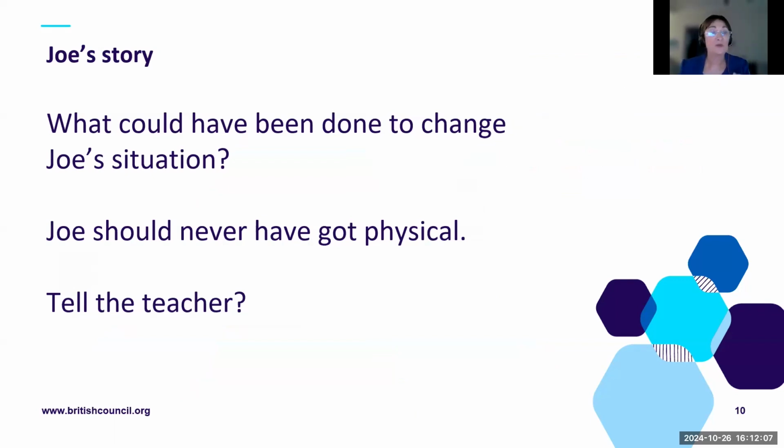And one of them suggested that Joe should never have got physical, and we all agreed. But then when I asked them what he should have done, what should have happened, now there weren't so many answers. And somebody suggested he should have told the teacher. Well, that just got the whole class laughing. They said it never worked. And then there were all sorts of stories about what had happened to them when they told the teacher, and they were called a snitch, and it never ended well.